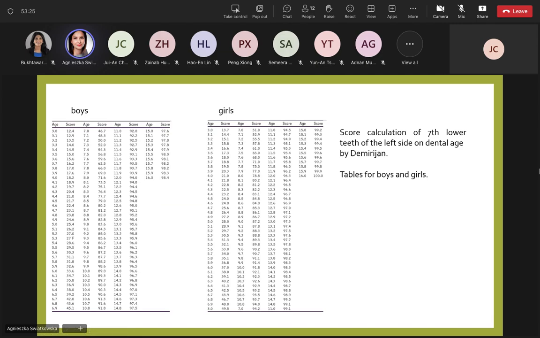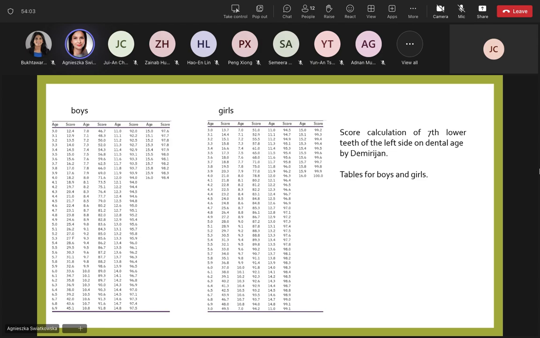And now, when we achieve the result, we check the value of this result in the table for boys and for girls. We have different tables. And for example, we will have a score of, for example, 94.4. So the age for this boy, dental age, remember, is 12 years and 2 months. So we can recognize the patient's dental age.